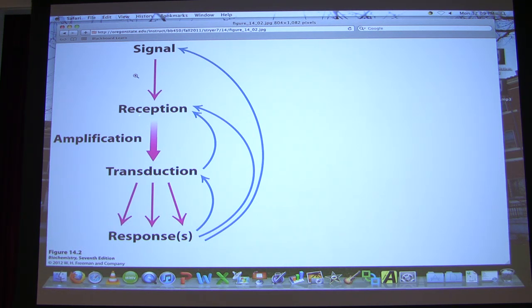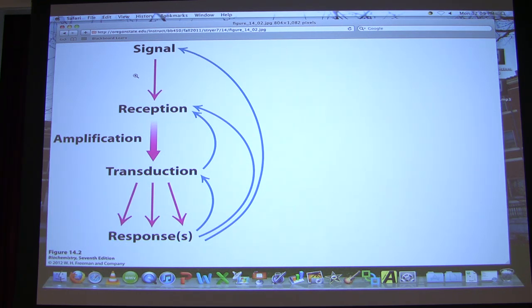And the changes in that structure of the receptor protein results in a process we call transduction. So when you hear the term signal transduction, what we're talking about is the communication of information outside the cell to mediate a response inside of the cell. Okay? So that's the phenomenon of transduction.